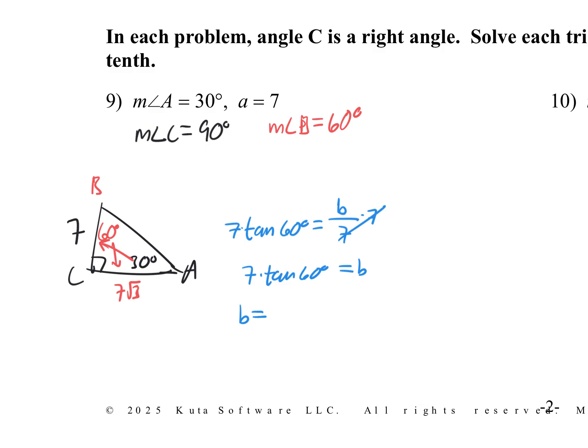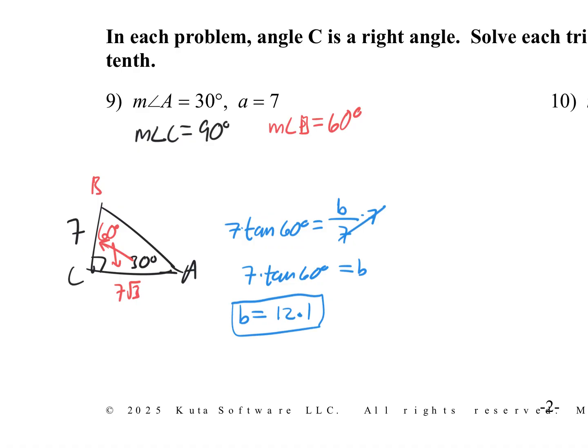Either way, I might want to have some rounded answer, right? So then if I do 7 times tangent of 60 in my calculator, I'll round to, it says the nearest tenth, so I can say that this is about 12.1. All right, so then I get that for side B.